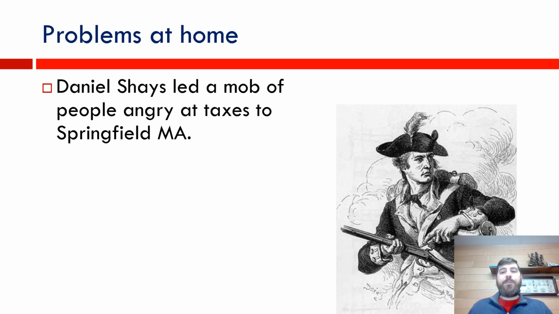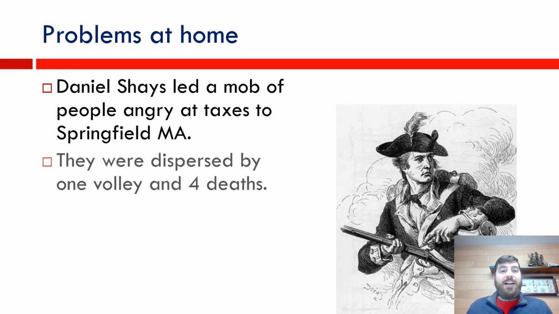Problems at home. Here's a guy named Daniel Shays who was a veteran who had not been paid. And Massachusetts starts raising taxes really, really high. And a lot of farmers can't afford to pay their taxes, and they're getting really angry. And they said, hey, last time our government was giving unfair taxes, we started a revolution. So this time, when our new government is doing unfair taxes, let's do another revolution. And he led a mob to attack Massachusetts.